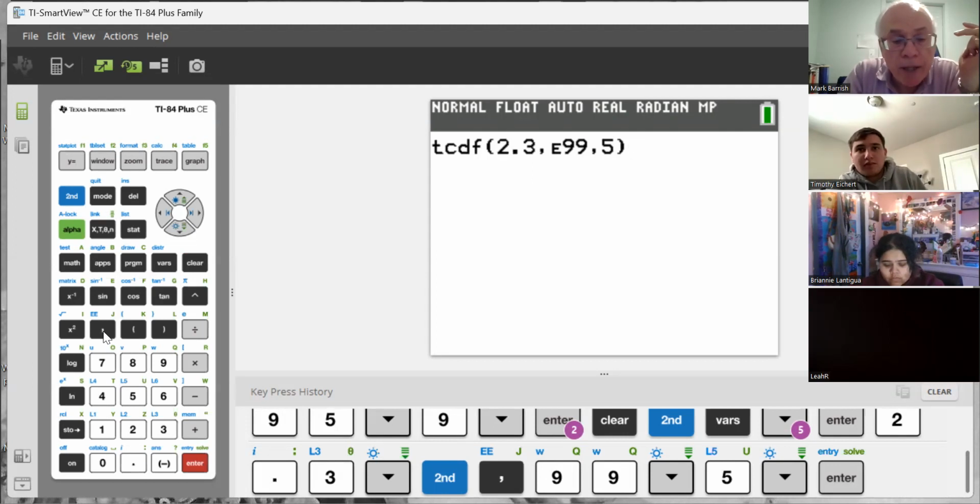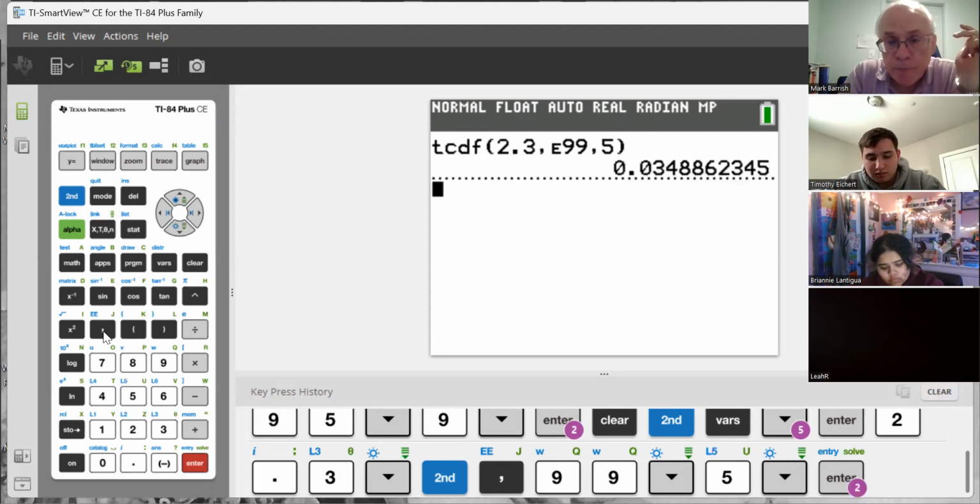Now, for those of you who have the 83 calculator, you would have entered these three numbers with commas in between. And then it would look like this. Hit enter. And so the probability or area is 0.035 if you're going to round to 3 decimal points, or 3.5% here. All right, so that's how you use TCDF, and it's pretty easy. I hope it's easy for you. Any questions? Everybody good with this?